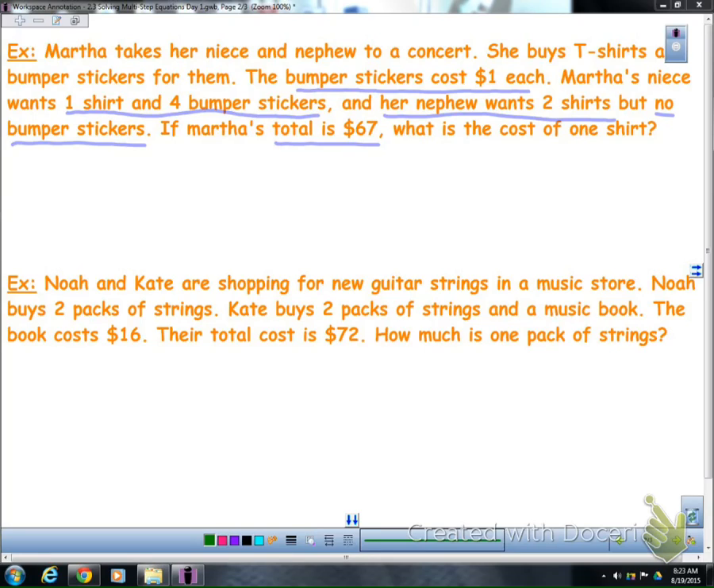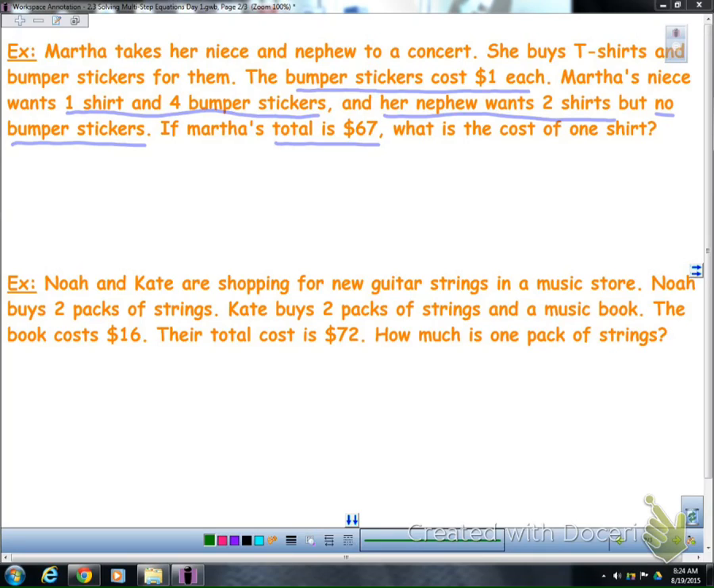Okay, you can see I've underlined all the important information: the bumper stickers cost $1 each. Martha's niece wants 1 shirt and 4 bumper stickers, and her nephew wants 2 shirts but no bumper stickers, and her total cost is $67. So take that information and write an equation based on that.